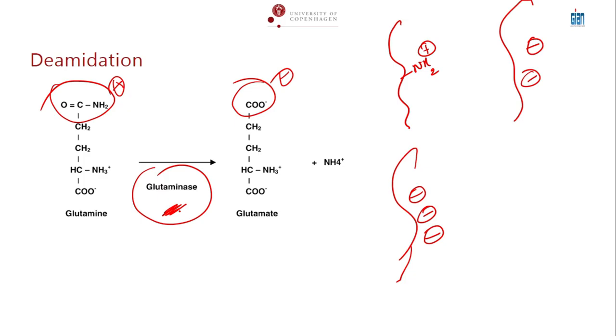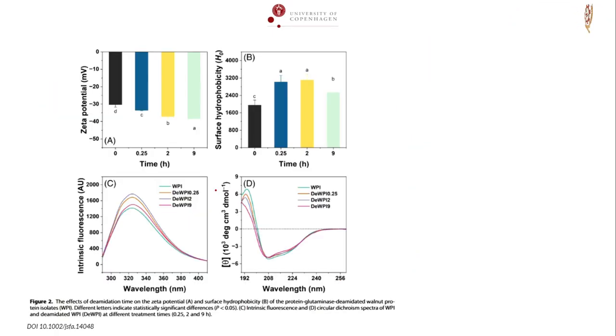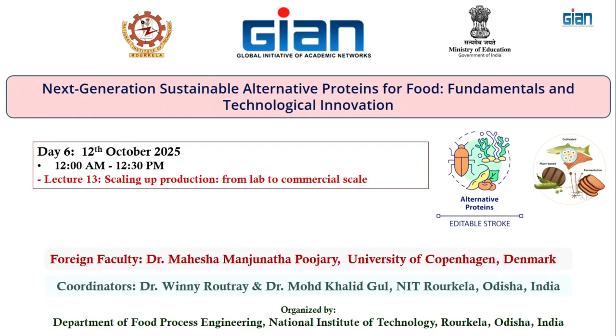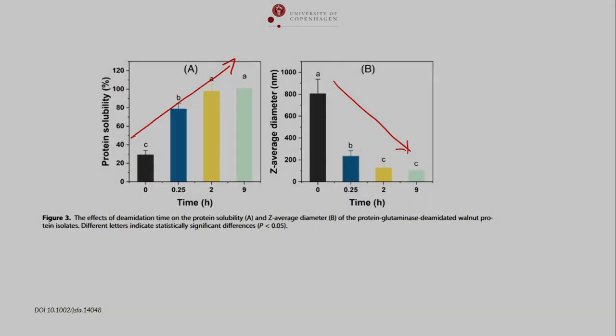Basically, the surface charge is changed, functionality is changed, solubility is changed. This I have already explained. So glutaminase can also be used to change the surface charge. This is one example I have shown you here. You can see that by deamidation, you can increase the solubility of the protein. You can reduce the particle size of the protein. Changing the solubility, changing the particle size will change the functional properties of protein. And that brings to the end of my lecture today.